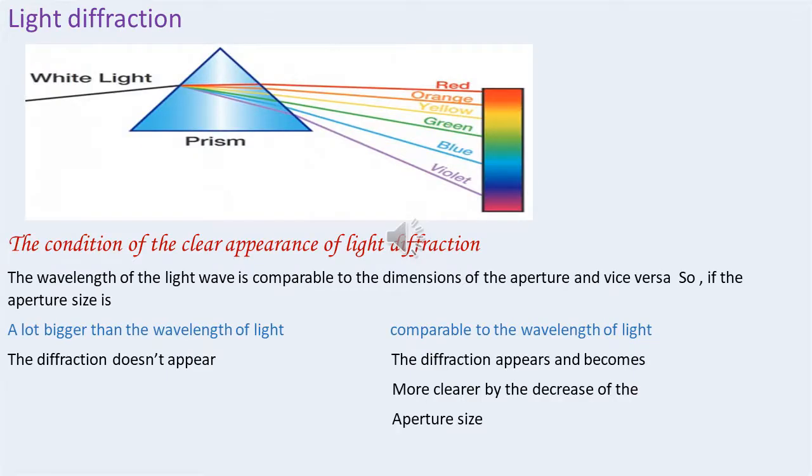The light diffraction. The condition for clear appearance of light diffraction: the wavelength of the light wave is comparable to the dimensions of the barrier size. If the barrier is a lot bigger than the wavelength of light, the diffraction doesn't appear. When comparable to the wavelength of light, the diffraction appears and becomes clearer as the aperture size decreases.